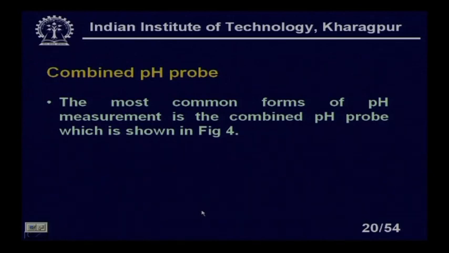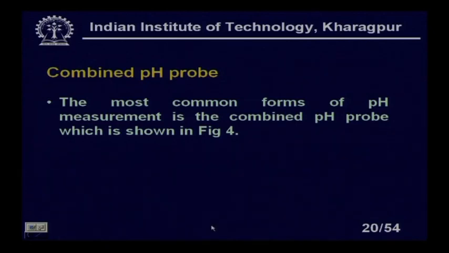Otherwise, those are two separate electrodes that you have to put in, or you can have one combined electrode. That means both the reference electrode and the measuring electrode are in the same system. It is very handy, very useful, and ease of measurement will also be there. The most common form of pH measurement is the combined pH probe, which is shown in figure 4.